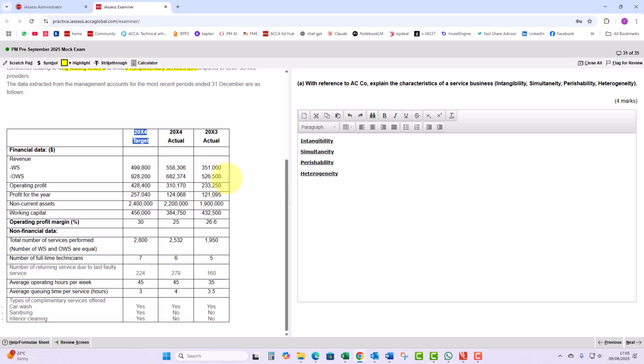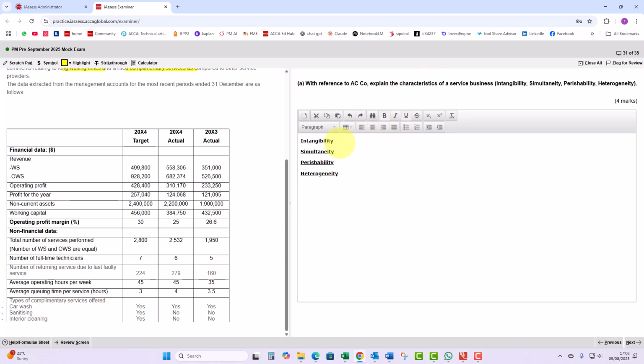We've got revenue data, operating profit, information on profit for the year, the non-current assets and the working capital, and the operating profit margin, and then non-financial data. We've got the number of services performed, and it tells us that warranty and out of warranty are equal. Number of technicians, number of returns in service due to a faulty last service, where something hasn't gone well, average operating hours per week, average queuing time per service hours, and then whether it's offering those types of complementary services.